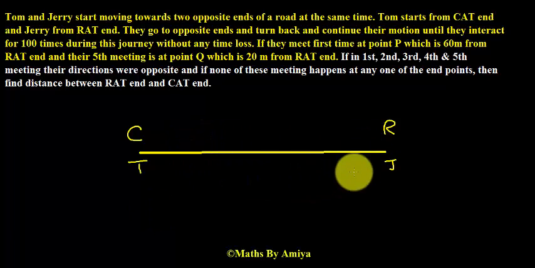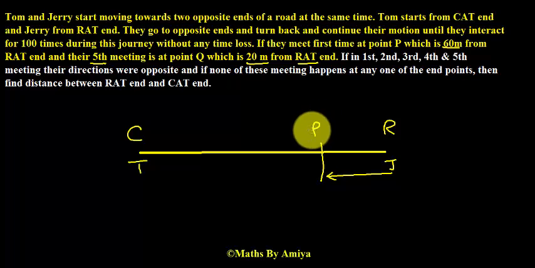Let's assume this complete journey in the eyes of Jerry, because the distance given is 60 meters from the rat end, and the fifth meeting is 20 meters from the rat end, and Jerry starts at the rat end. So the first meeting happens at point P, which is 60 meters from the rat end.